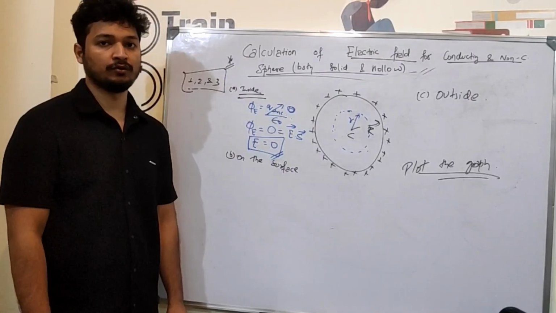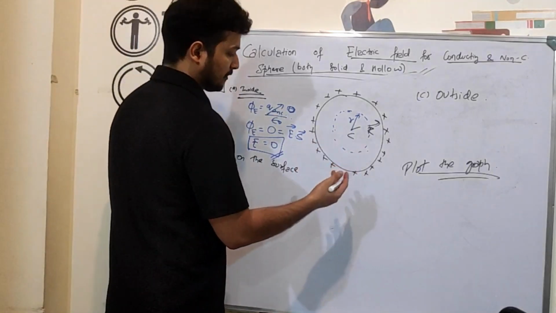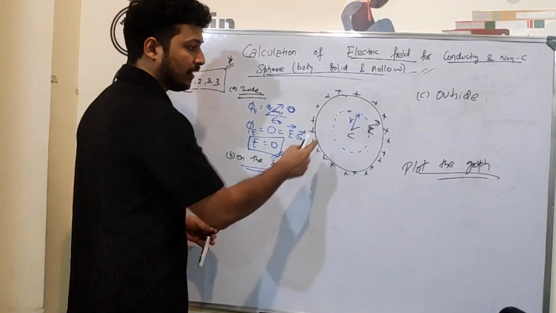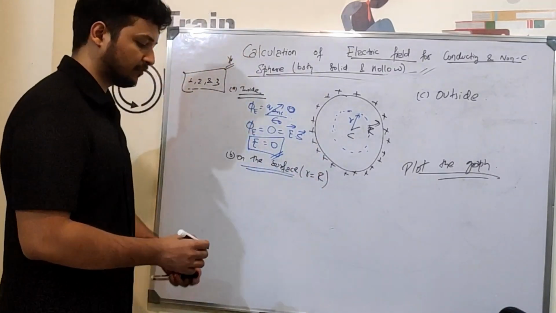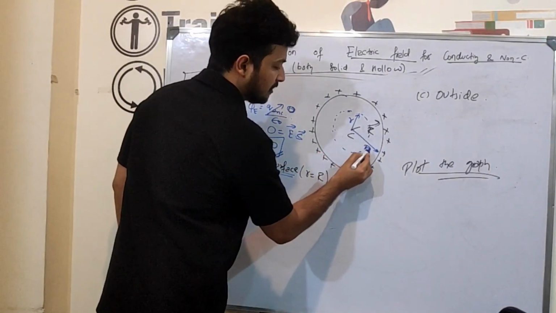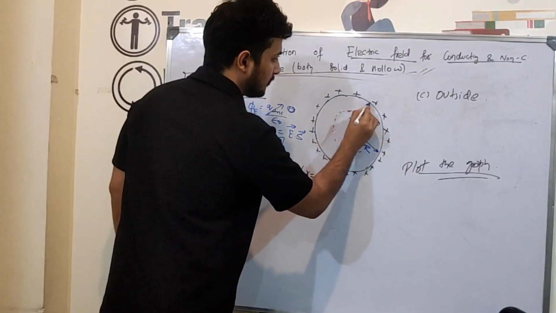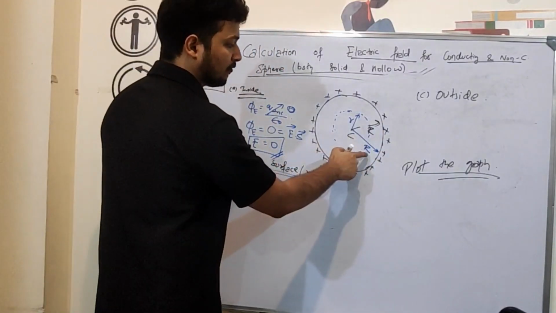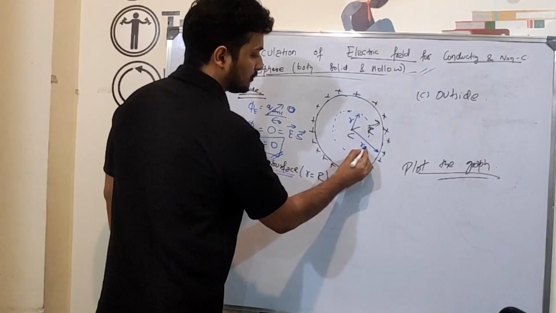Okay, now in the second case we want to know the electric field on the surface. That means now our value of r will be increasing from small r to capital R. That means our Gaussian surface will also have the same radius as the sphere that we had in the first place. That means here the radius of our Gaussian surface will be equal to capital R.